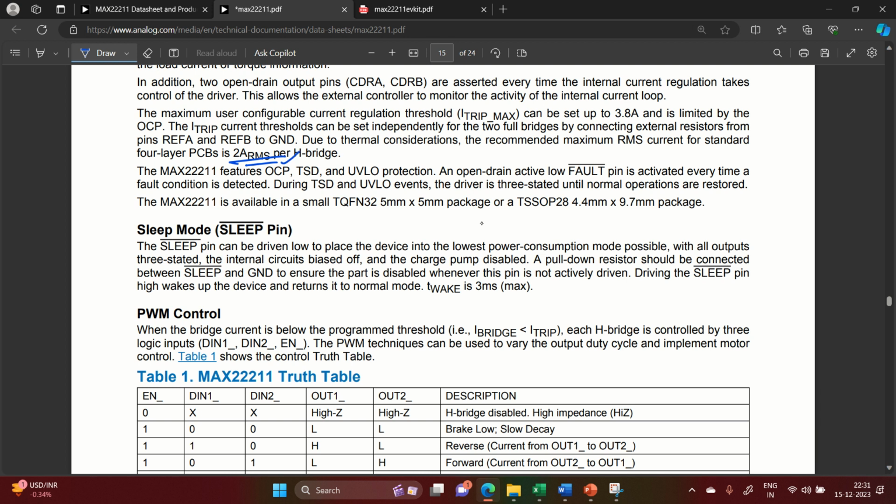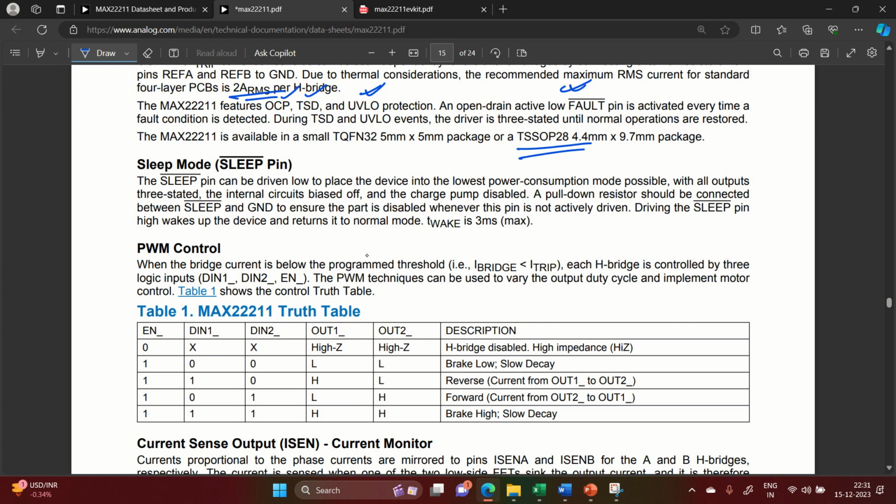And we have overcurrent protection, thermal shutdown, undervoltage lockout. We have an open drain, active low fault pin. Okay. So all those things we will see. And my design is using TSSOP 28. The same, if you want to save space, you can utilize the TQFN package as well. So we have sleep mode. So the first thing that you have to do is go to the sleep pin and try to put it.